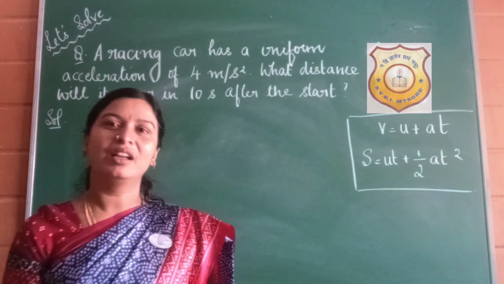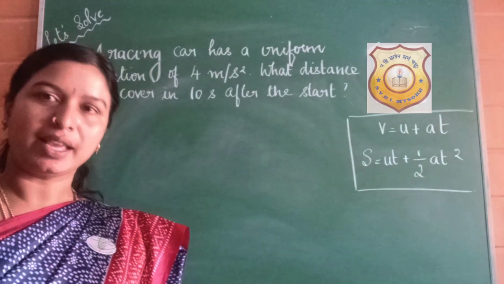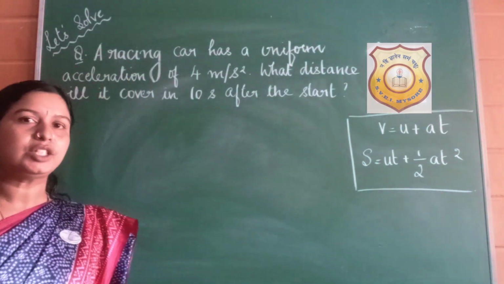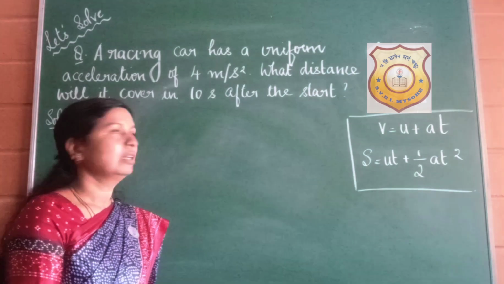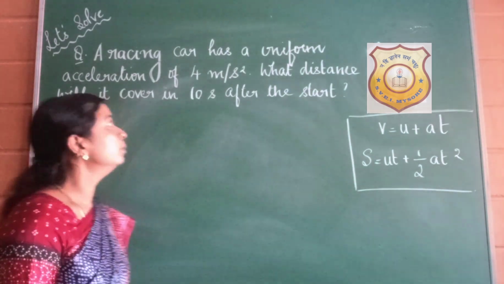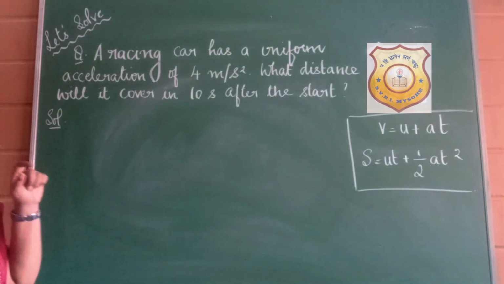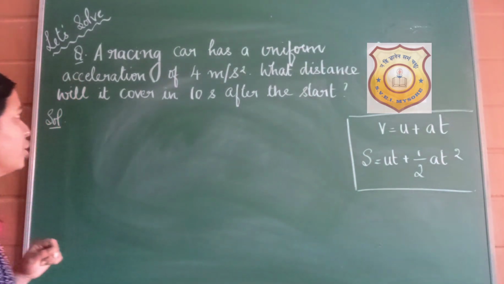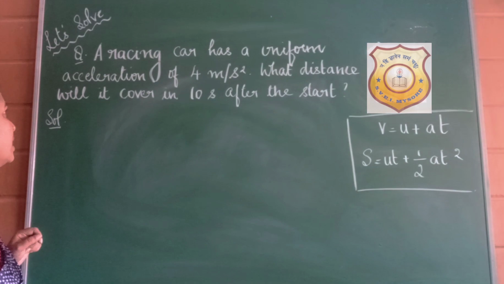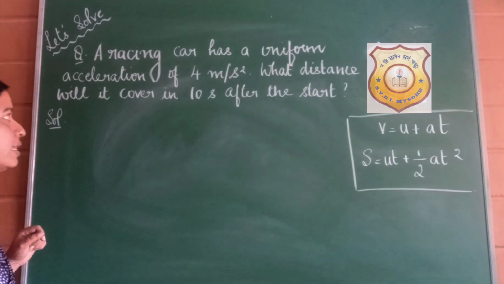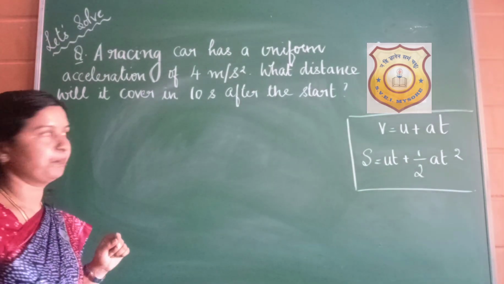Hello children. Now that we have derived the second equation of motion, let's try to solve a problem related to this equation. I'll first read out the question for you. A racing car has a uniform acceleration of 4 meters per second square. What distance will it cover in 10 seconds after the start?